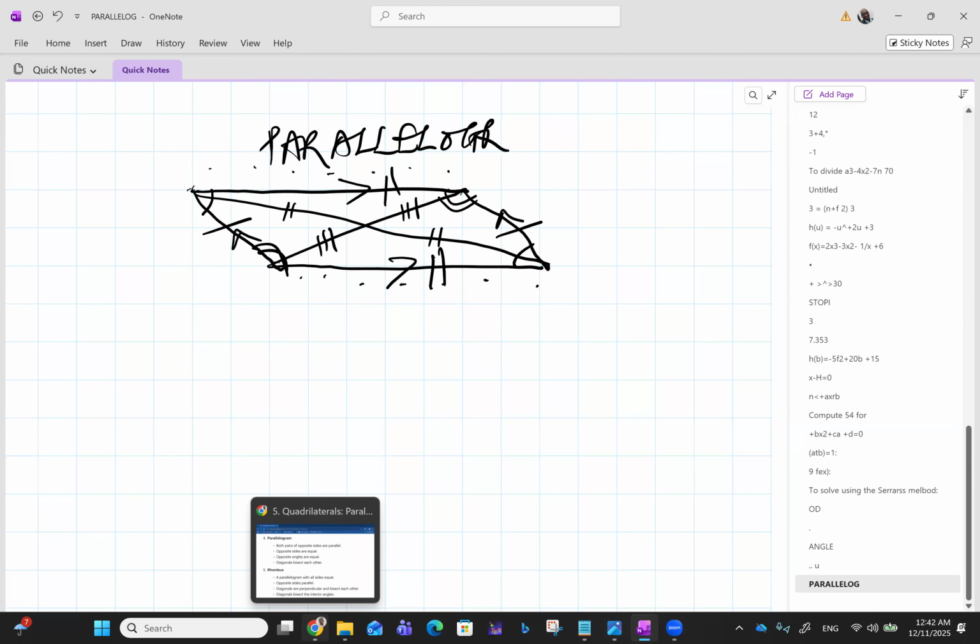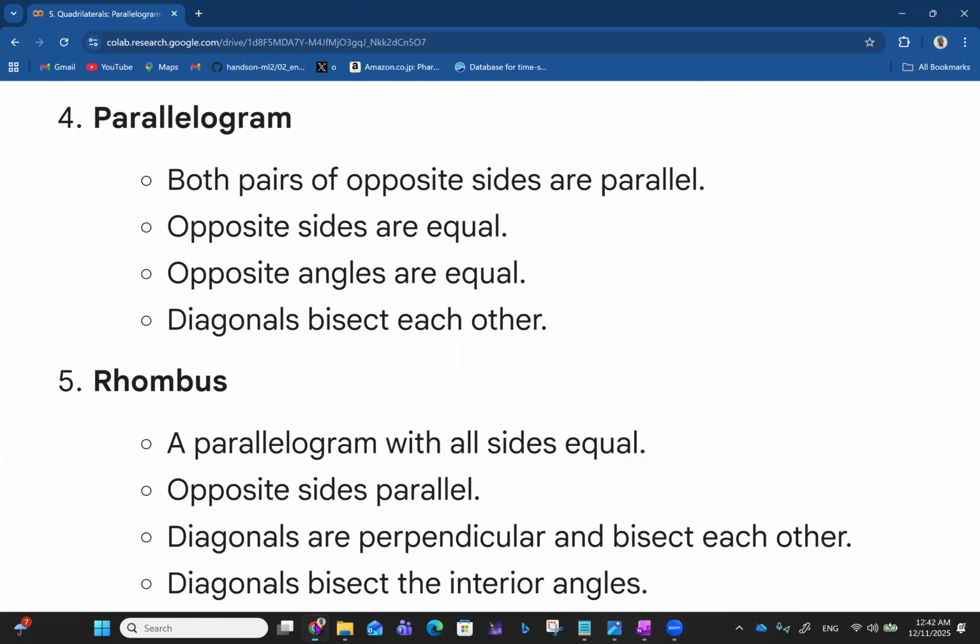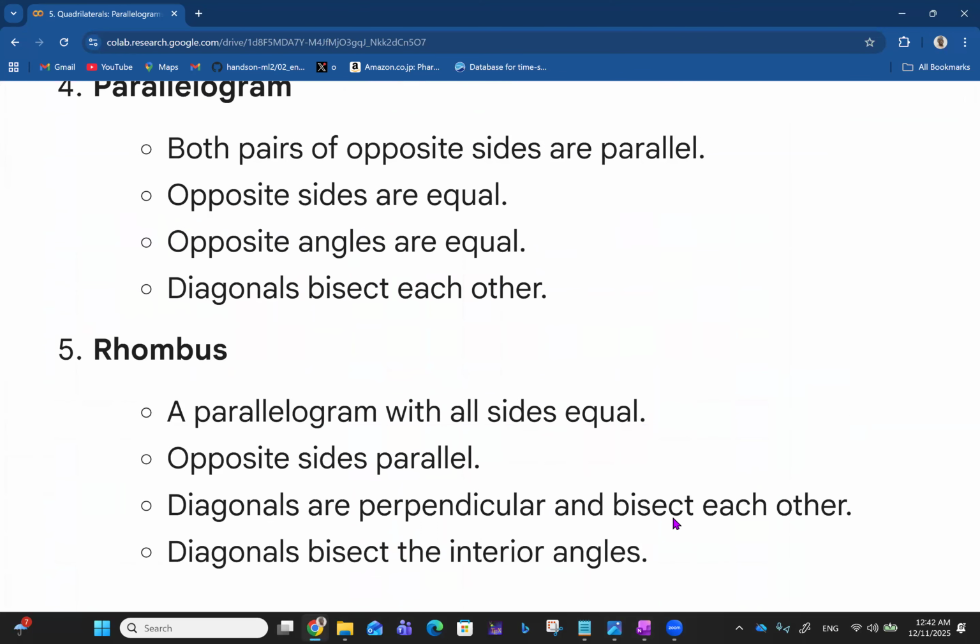Parallelogram. Okay. So we go on to the next. We have a rhombus. A rhombus is a parallelogram with all sides equal, opposite sides parallel, diagonals are perpendicular and bisect each other. So the diagonals are perpendicular. So the diagonals meet at 90 degrees and the diagonals bisect the interior angles. So that's a lot more information right here.